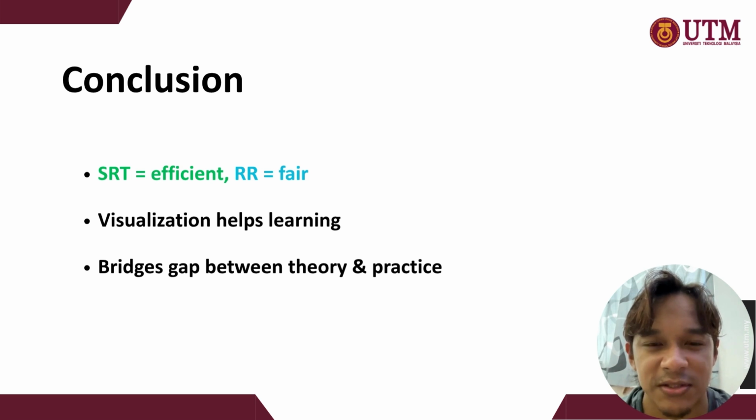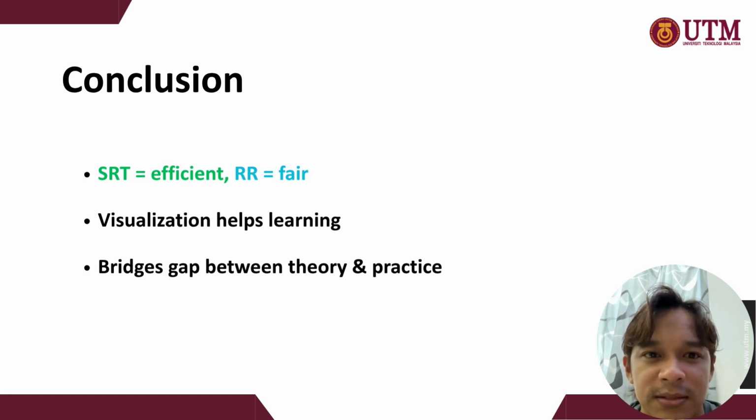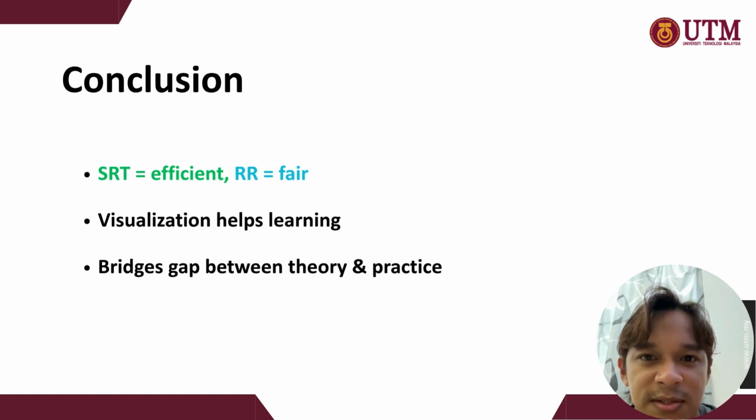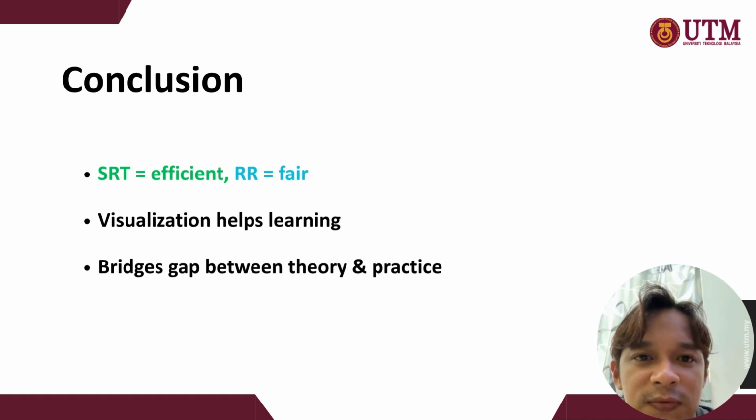In conclusion, shortest remaining time SRT and round robin each have their strengths. SRT is efficient and reduces wait time, while round robin makes sure every process gets fair CPU time. Our simulation project helps us really understand how these algorithms behave, not just in theory but in real time. It also gives students a more engaging way to learn operating system scheduling.